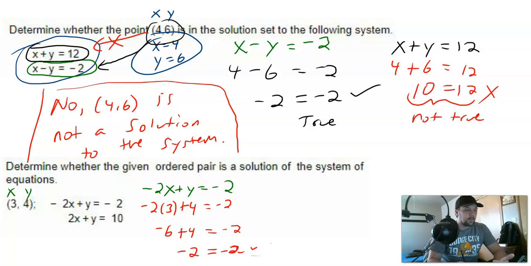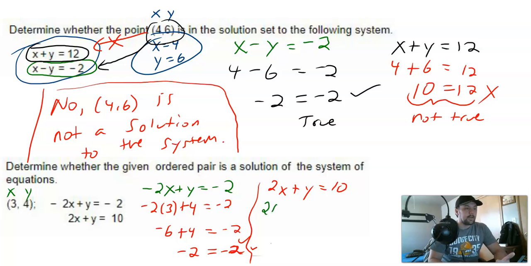And so the ordered pair 3, 4 works in the first equation, but that isn't necessarily sufficient for it to be a solution to the system. We have to also check the second equation. So let's go ahead and check that one. We have 2x plus y is equal to 10.